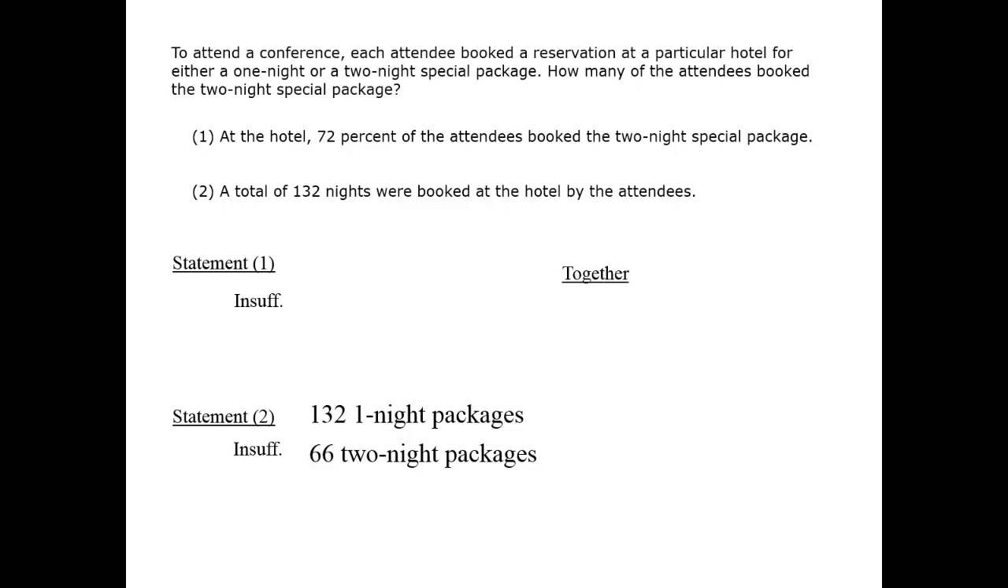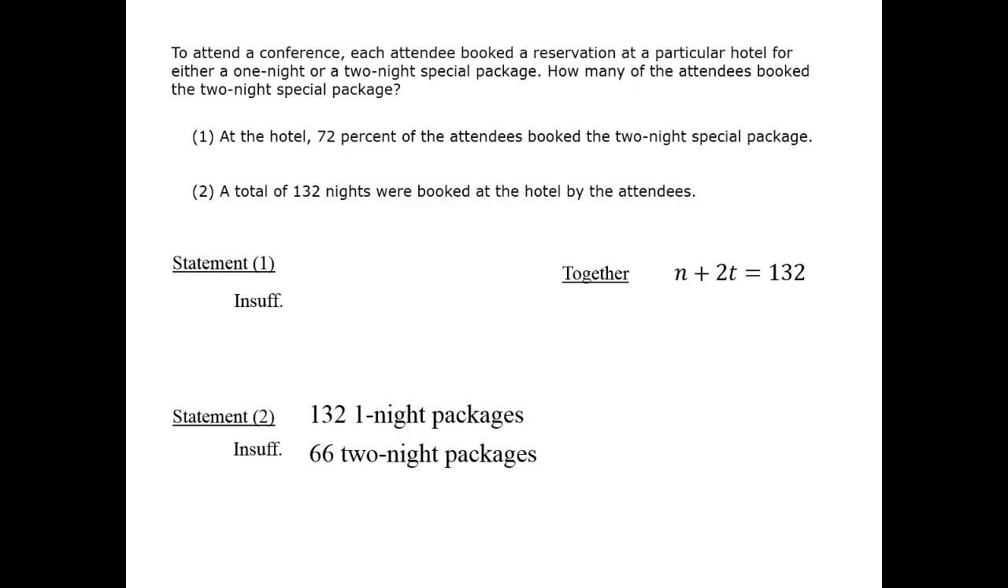Now we must combine the statements. Since we are dealing in nights in statement 2, let's form an equation for the total number of nights. If n is the number of one-night packages and t is the number of two-night packages, then the number of nights booked is n plus 2t equals 132.